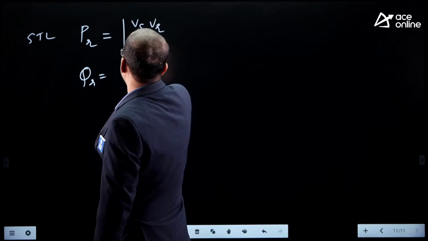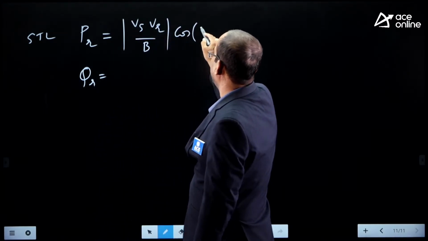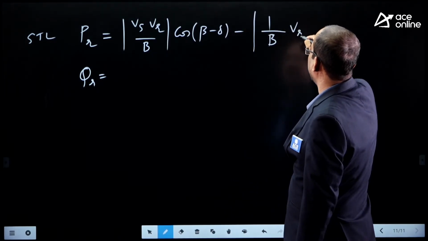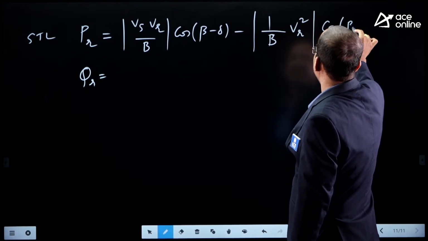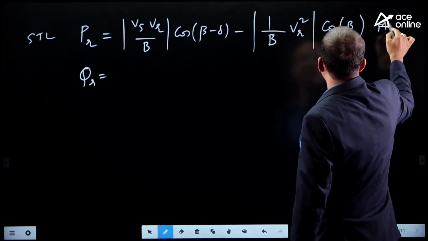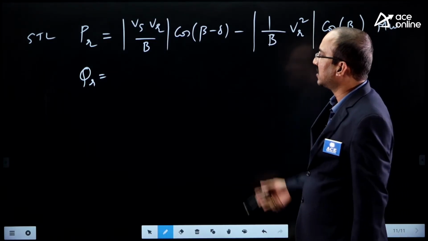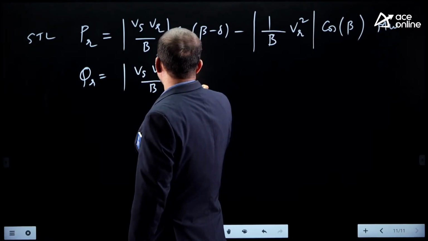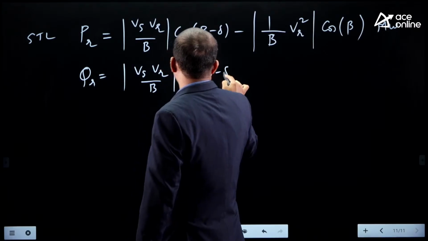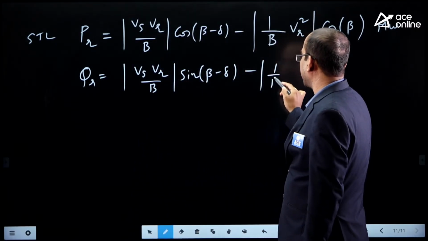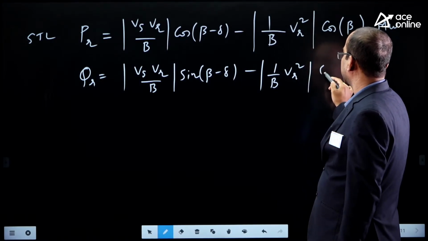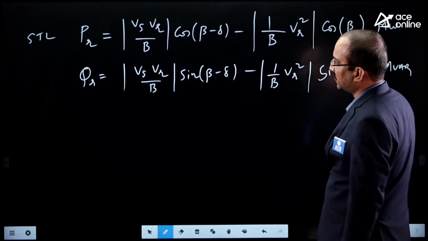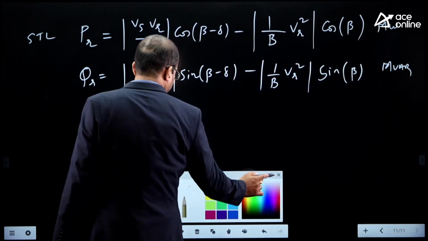So Vs Vr by B cos of beta minus delta minus A by B Vr square cos of beta minus alpha, alpha is 0. So this gives the real power transfer of a short transmission line. What about QR? Vs Vr by B sine of beta minus delta minus 1 by B Vr square sine beta. So this gives the reactive power transfer equation for a short line.